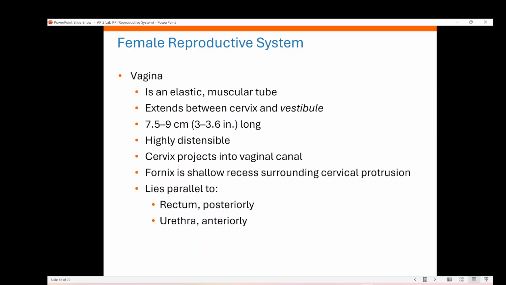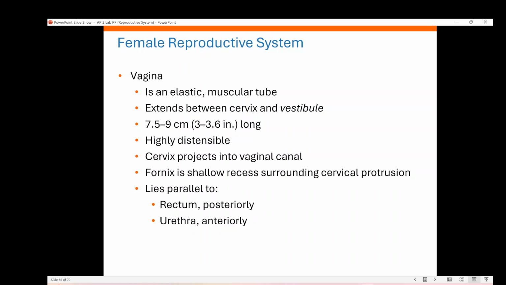The last organ of the female reproductive system is the vagina. This is an elastic muscular tube. It extends between the cervix and the vestibule. Remember, the vestibule was that area between the two labia minora, and it's roughly 3 to 3.5 inches in length. It's highly distensible. When the baby comes down, it's got pretty broad shoulders and a head, so the canal has to be able to stretch a little bit to provide for birth.